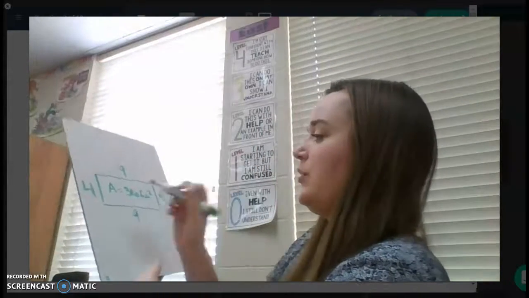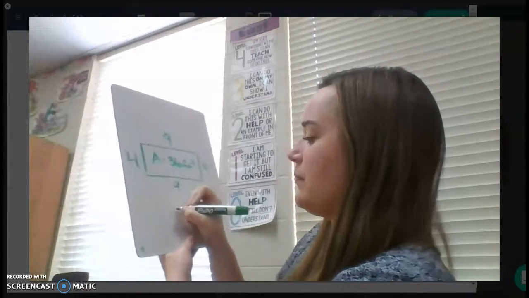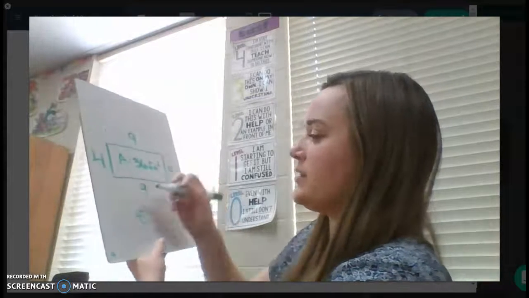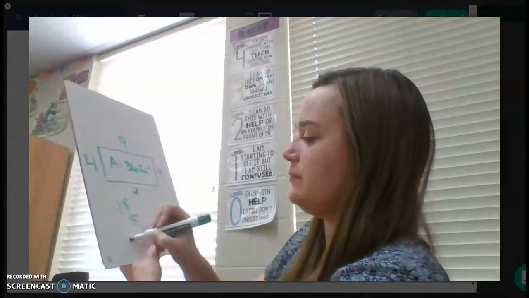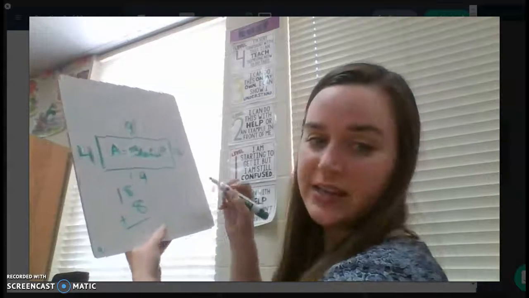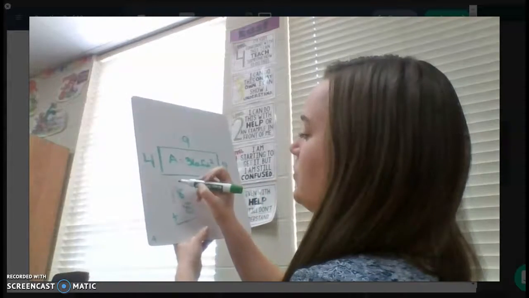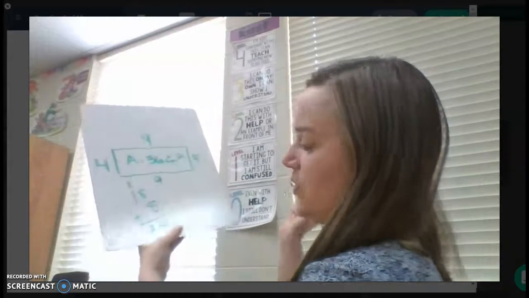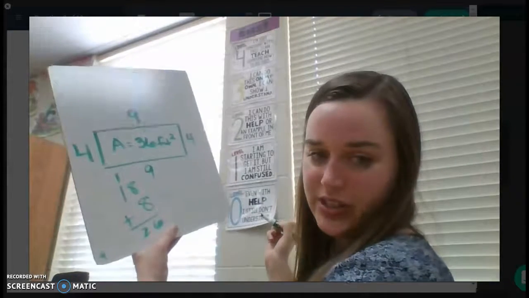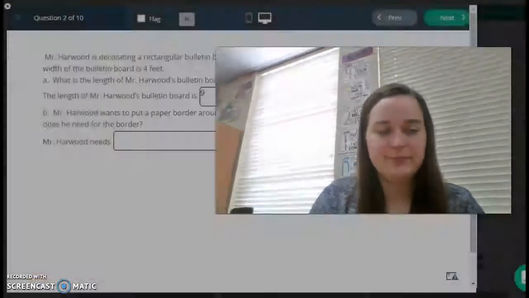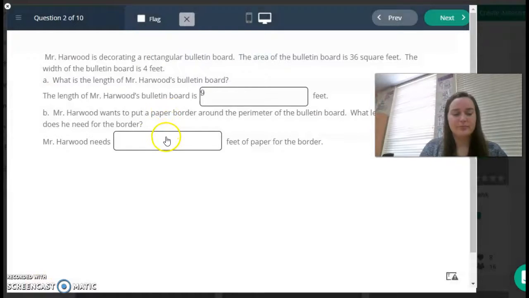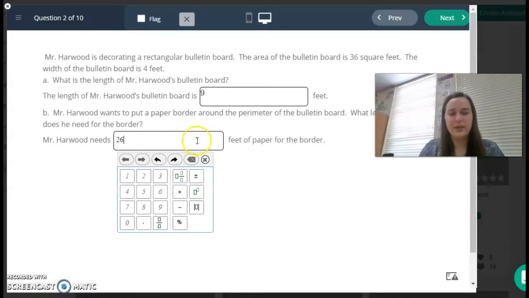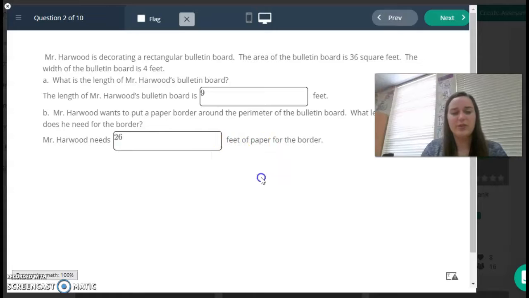So we have 4 plus 4 is 8, 9 plus 9 is 18. Add that together. Sorry. So we have, carry the 1, 6, 26 feet. Is our answer for that one. So let's type that in. 26. And they have the word feet written out here, so we don't have to do the abbreviation for that. We're done with question 2.